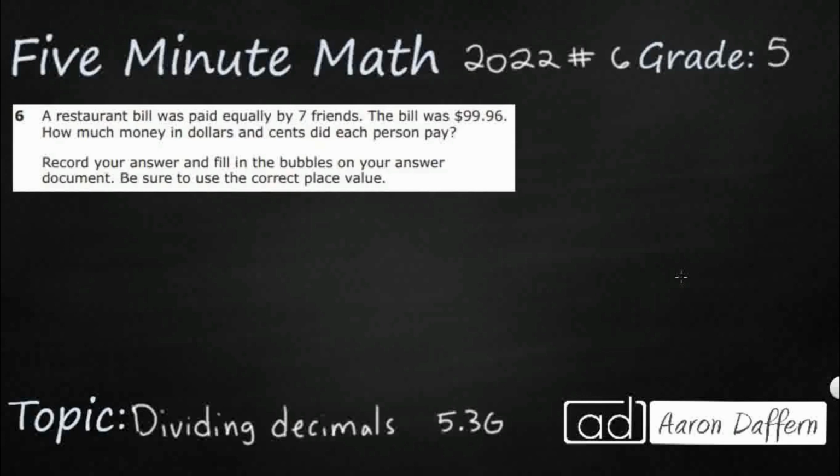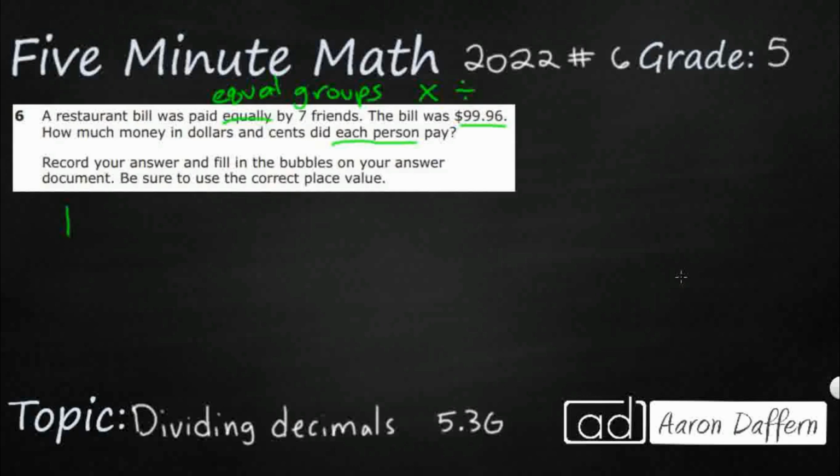So we have a restaurant bill paid equally. All right, so we've got equal groups. So when you see any type of hint that we are dealing with equal groups, I'll let you know we're going to either multiply or divide. Paid equally by 7 friends. The bill was $99.96. How much money in dollars and cents did each person pay? So equally in each person, that's also giving us 2 clues. We're probably dealing with multiplication or division.